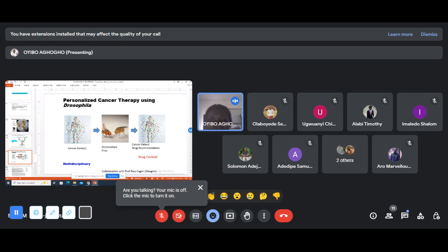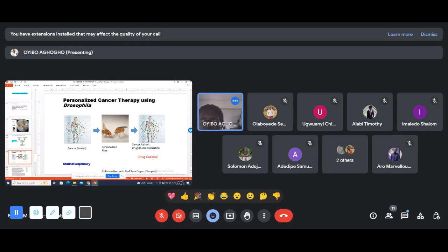And then it was interesting to know that Drosophila is used in personalized therapy for cancer. In personalized therapy. And so how do you do this? You get the gene of a human, somebody that is cancerous. Assuming you want to treat the person, get the gene of that person, and carry out gene expression to know the genes that are mutated. Then you formulate a fly that has that mutated gene, the same type as that human.